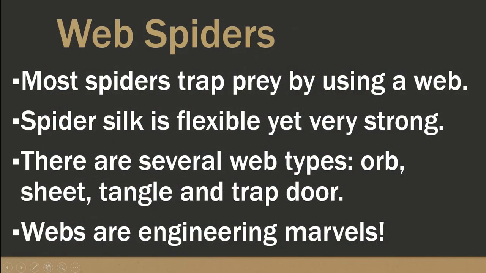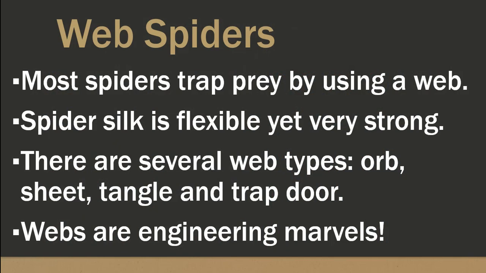So our web spiders, they're all over the place. We have plenty around here. Most of them will spin a web in order to trap their prey. They also use it for their living conditions. They help make their homes more soft, if you will. Spider silk, it turns out, is very strong. It's flexible. You wouldn't think of it as being as strong as it is, but it is almost as strong as steel. In fact, they call it spider silk because of its strength that way.